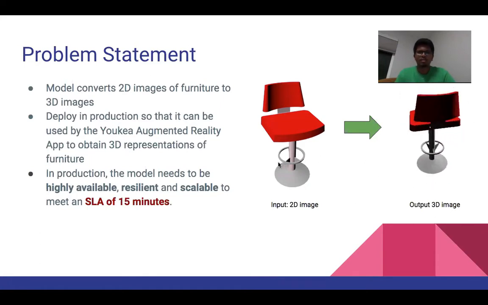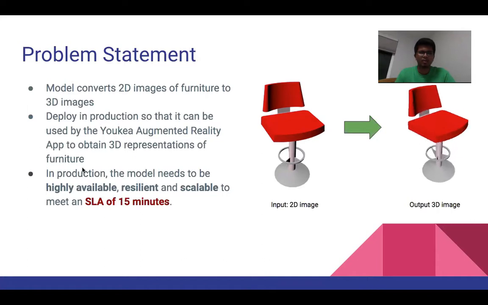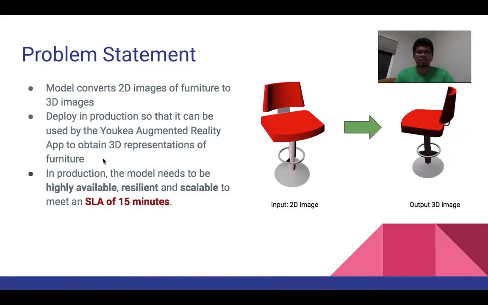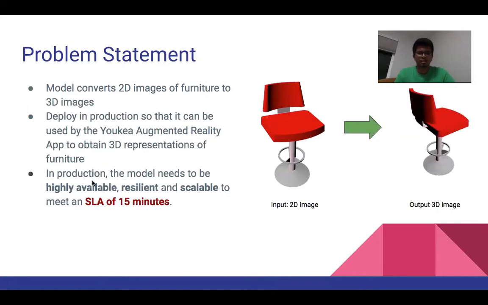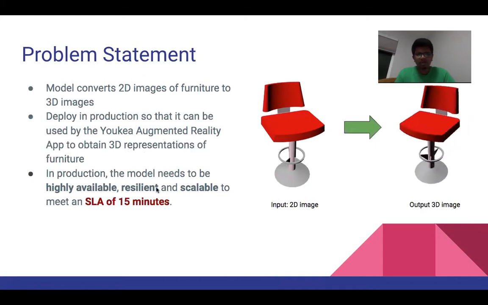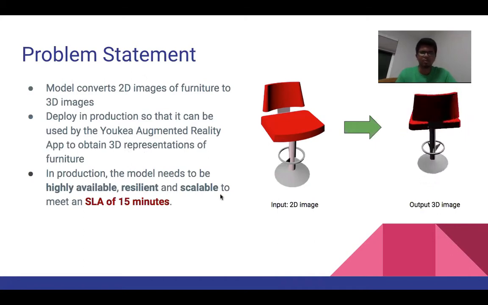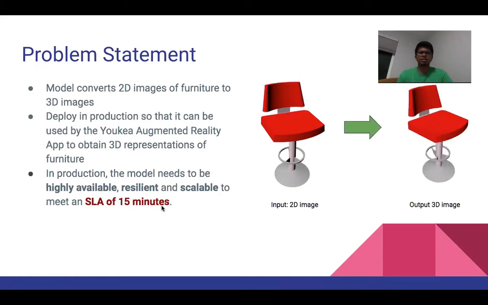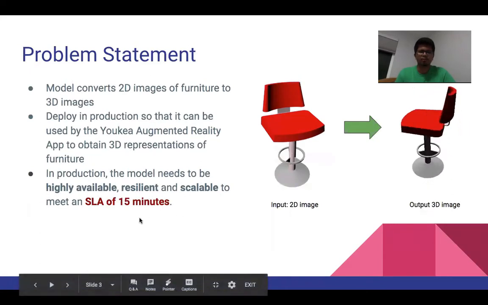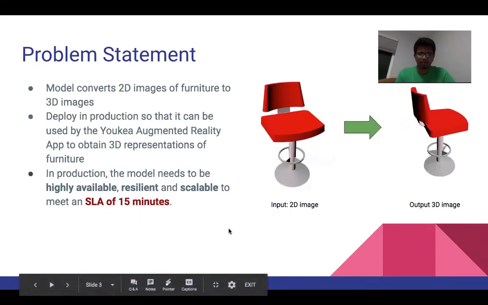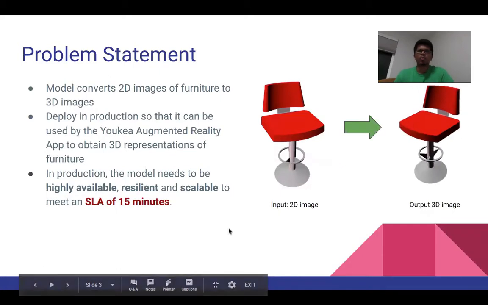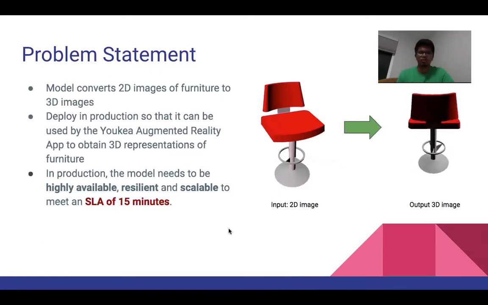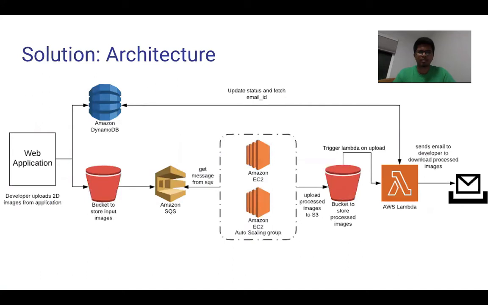My job as a DevOps fellow is to make sure that the model is available in production such that it is not only available and resilient, but also scalable and meets the SLA of 15 minutes of processing per image. How will this all work? For that, let me take you to the solution architecture, which explains the whole process end to end.